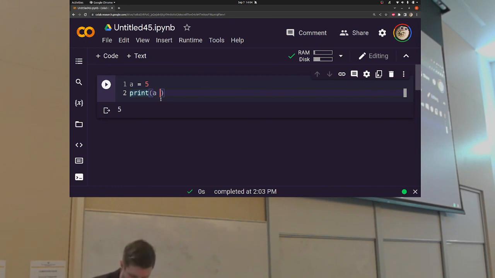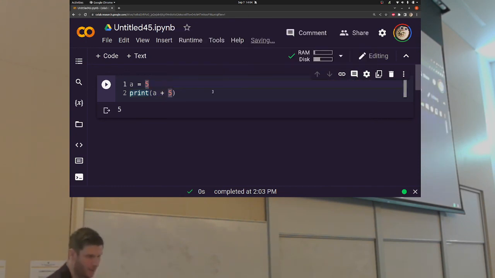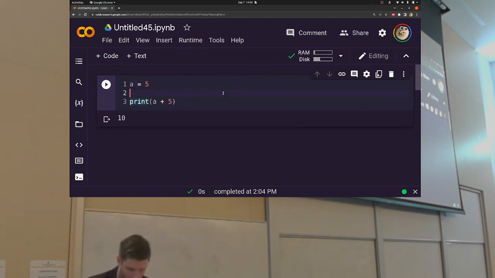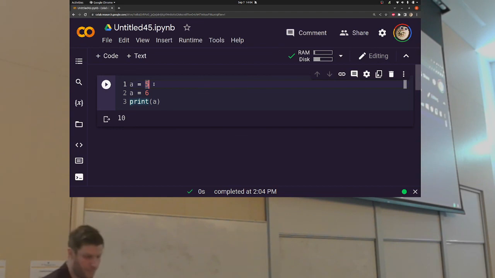Now, what do you think's going to happen if I say this? Whoop. A plus 5. 10. It can't be that easy, can it? Well, it is. Because A has the value 5. Now, if I hit run, this is where it might trip you up.